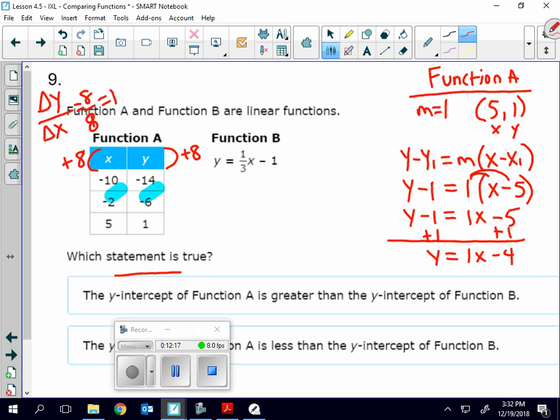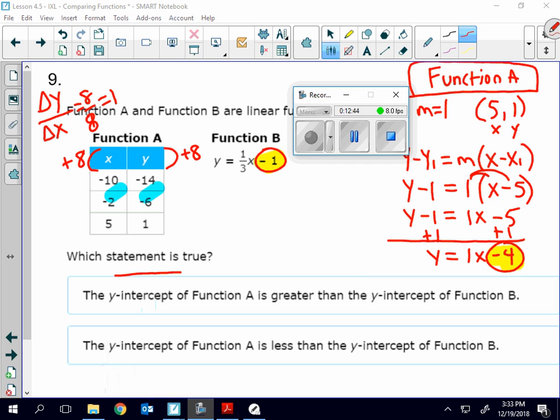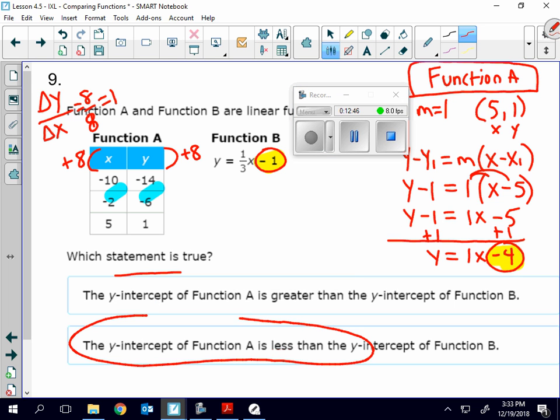So we have our b of negative 4. And we have our b of negative 1. Again, function A is right here. So is negative 4 greater or less than negative 1? And it is less. Negative 4 is less than negative 1, which is this guy. A is less than B.